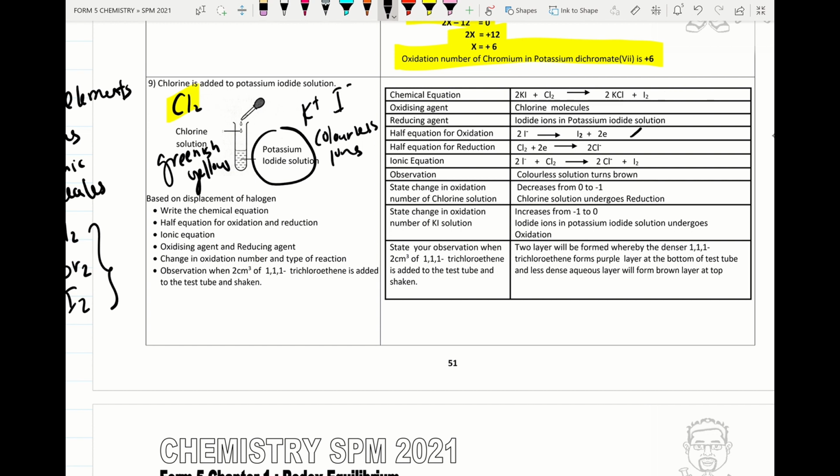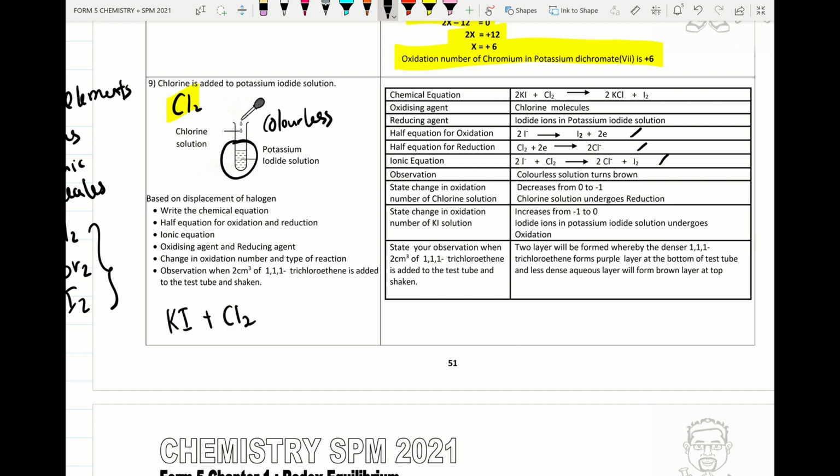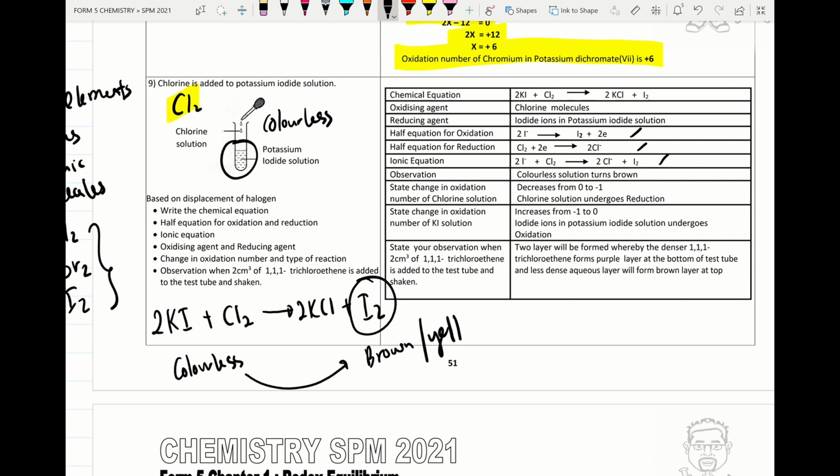Half equation, please remember. Okay, oxidation and reduction. Ionic equation, please remember. Okay, observation, so we take the observation. The main solution here will be potassium iodide. So the color of the potassium iodide is a colorless solution. So in this reaction potassium iodide reacts with chlorine, so we will get KCl plus iodine molecule. So balance, put 2 here, 2 here. All right, so here we have colorless solution that will turn into brown color, or students can put yellow color.